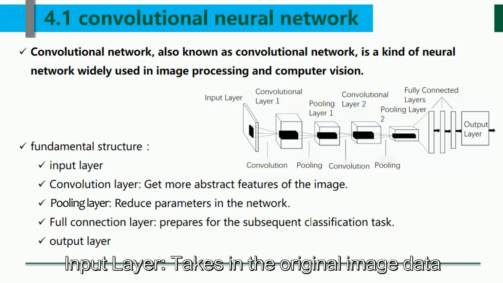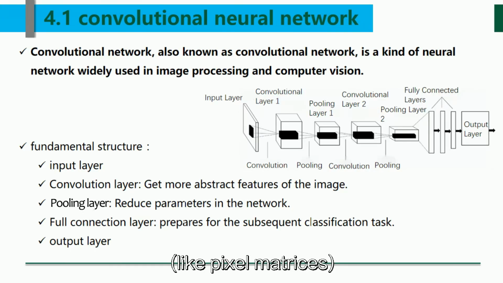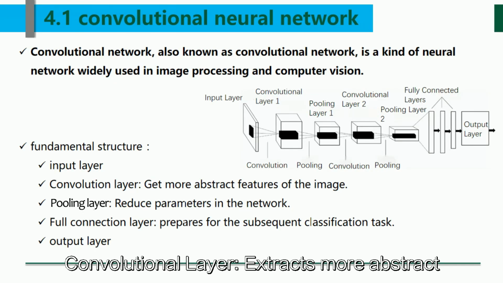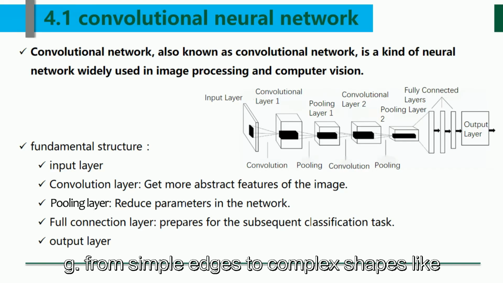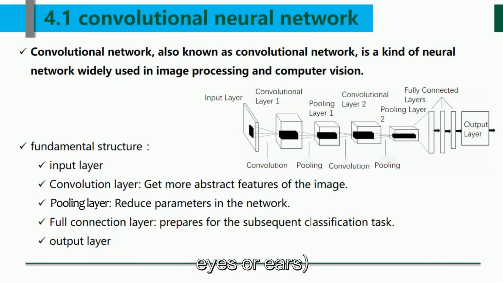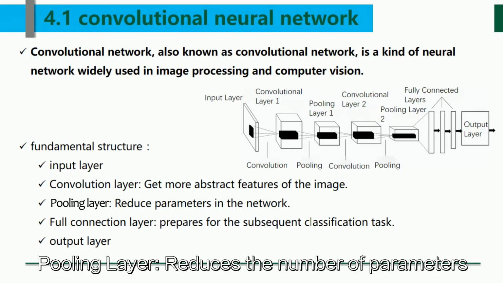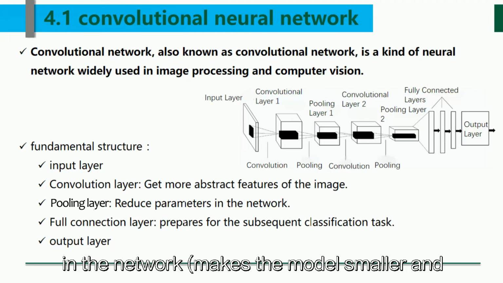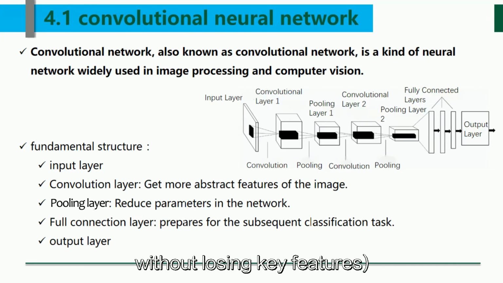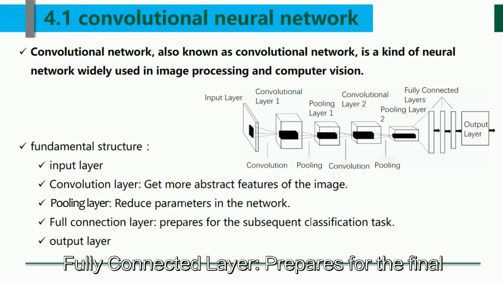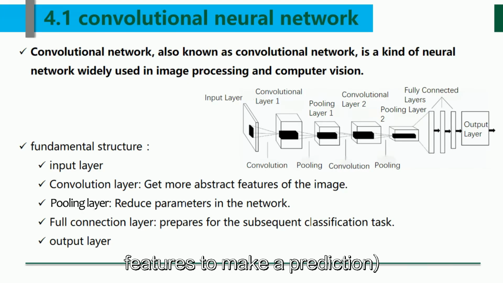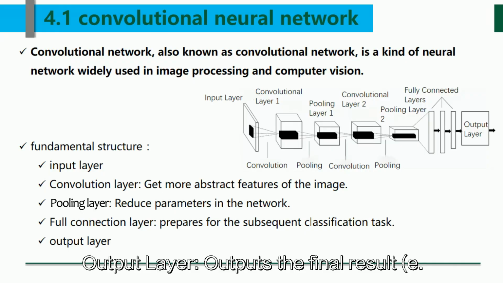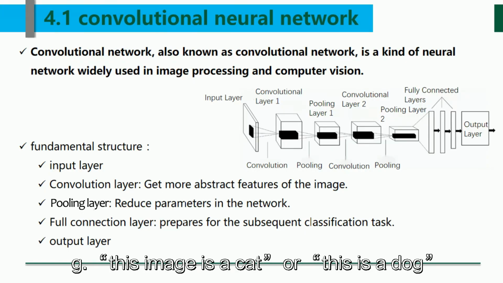Input layer takes in the original image data, like pixel matrices. Convolutional layer extracts more abstract features from the image, for example, from simple edges to complex shapes like eyes or ears. Pooling layer reduces the number of parameters in the network, makes the model smaller and faster, without losing key features. Fully connected layer prepares for the final classification task, connects all previous features to make a prediction. Output layer outputs the final result, for example, this image is a cat, or this is a dog.